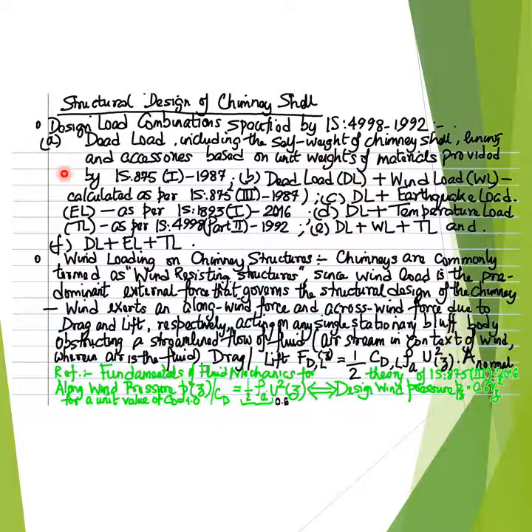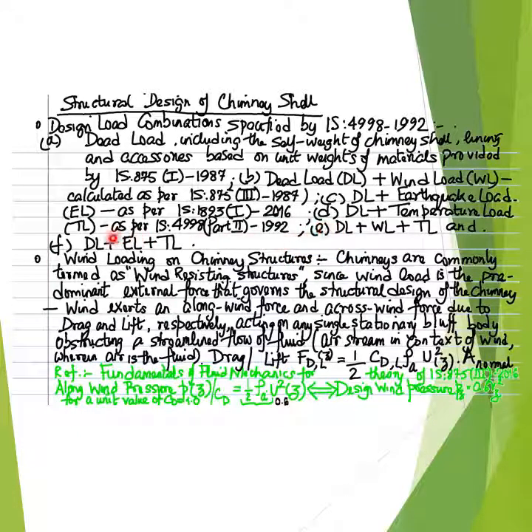Proceeding to the discussion on the various components of the design loading combinations that are specified by IS 4998, the Indian Standard Code of Design Practice for Circular Cylindrical Chimneys, we will begin with the most dominant or the predominant design load that governs the structural design of the industrial chimney or chimney structures in general.